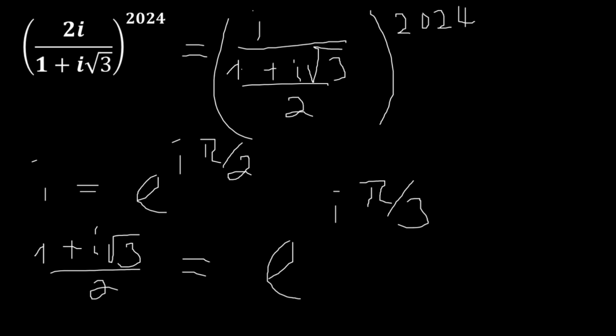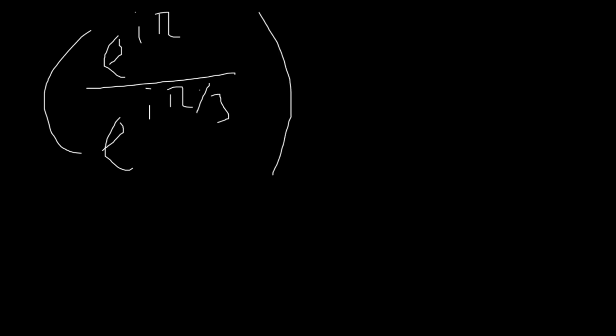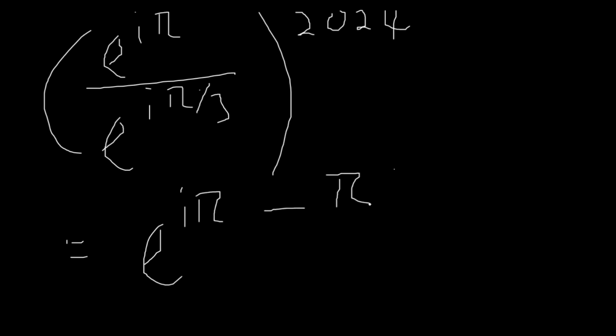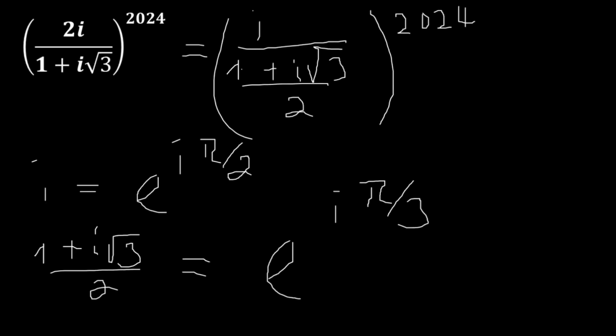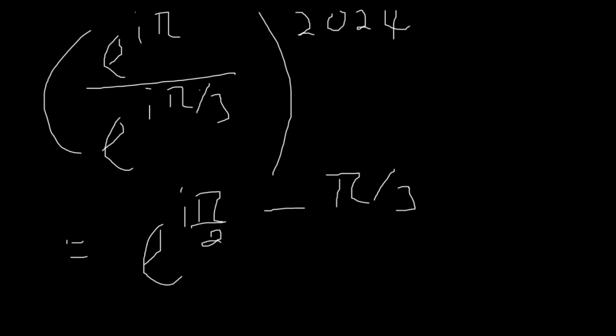Okay, here is what we had. Then let's substitute it back in our initial equation. We are going to have what? E to the I pi all over E to the I pi on 3, all to the power 2024. Okay, this will be further expressed to what? From basic indices, that will be E to the I pi minus pi on 3. Okay, this pi on 2, sorry, there, 90 degrees, pi on 2. That was an error here. Pi on 2. Okay.